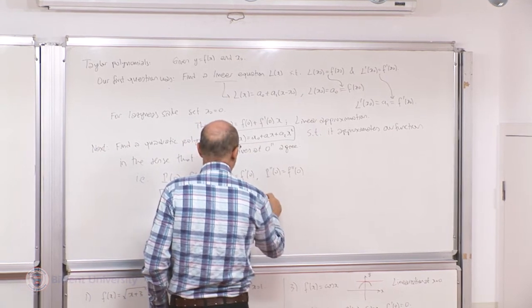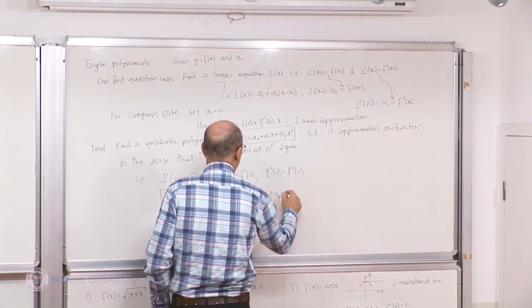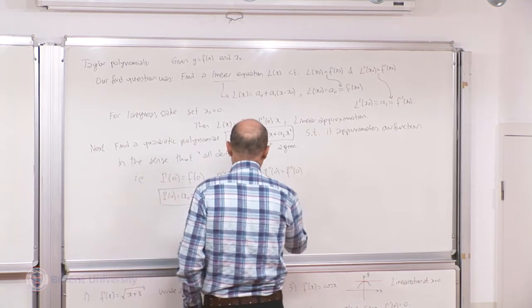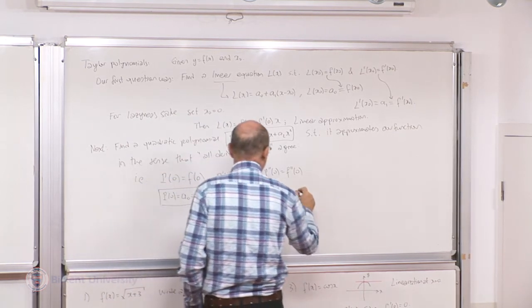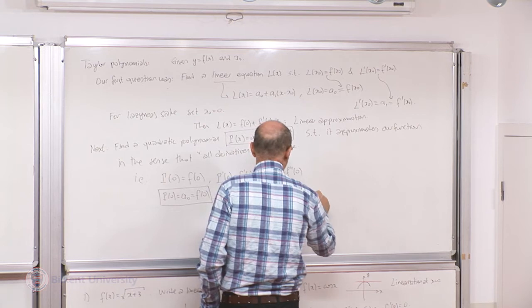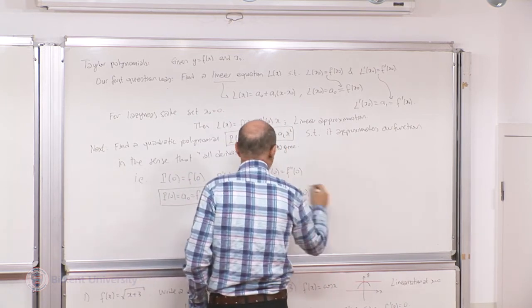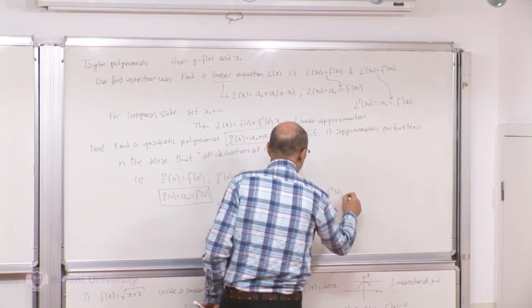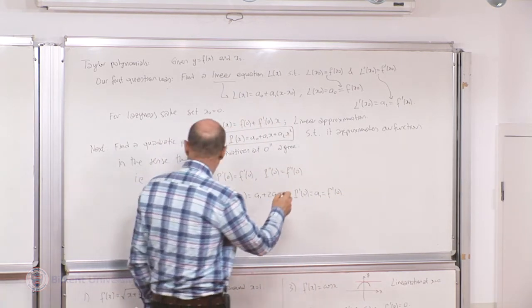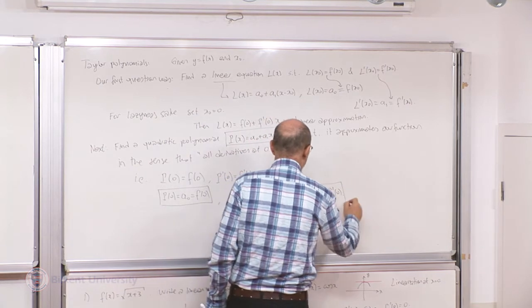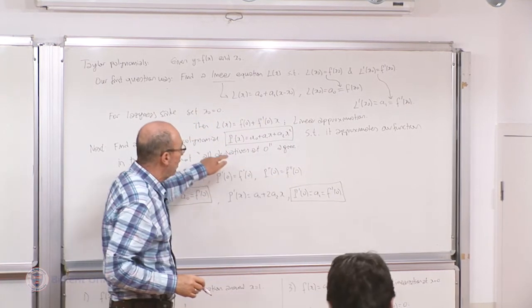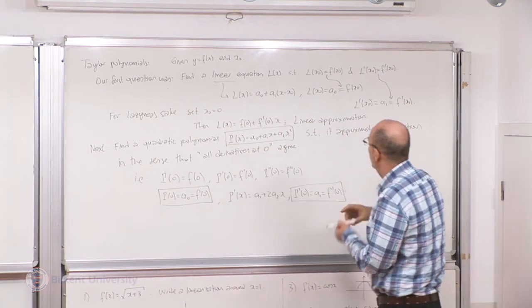This is A1 plus 2A2x. Now I want to see this. I put 0 there, and I get A1. So this must be f prime 0. Okay. So again, we put this in a box. So far, you see that we get exactly the same thing here.